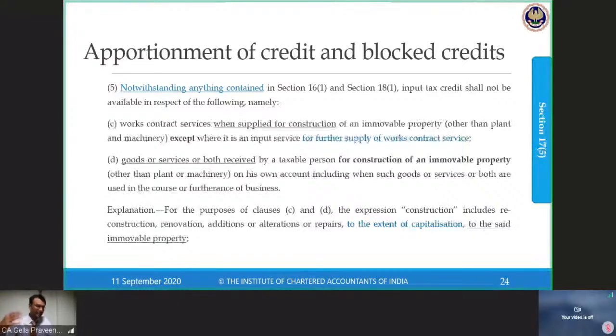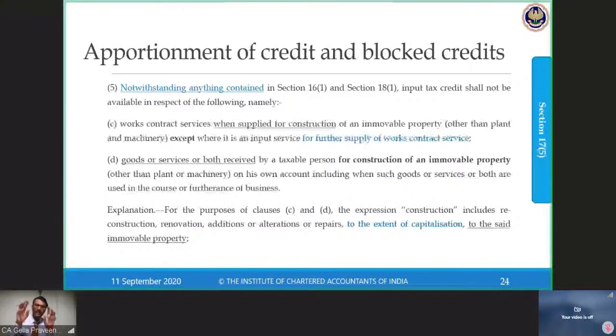I take an example, I have a hotel. I want to construct rooms on my own. I have engaged temporary labor. I have purchased steel, cement. As per my taste, I am getting the construction activity done. Purchase of steel, cement, iron and other things in relation to construction, I cannot take ITC. But if it is done for temporary repairs, a small wall is there, I have to get it repaired.